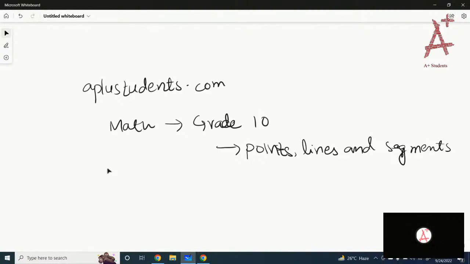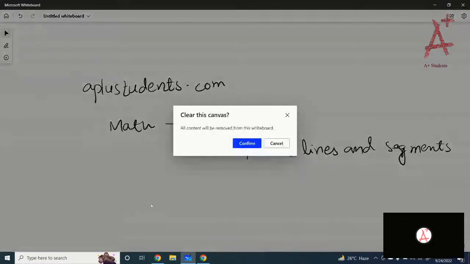Please follow the steps. Go to aplusstudents.com. Please log in using your email address and password. Then select math as a subject. Scroll down to grade 10. Click on view all lessons. Find the chapter points, lines and segments. Click on the continue button. There you can find the lesson midpoints. Please make sure you have a pencil and notebook because you have to note down the important points. Got it?